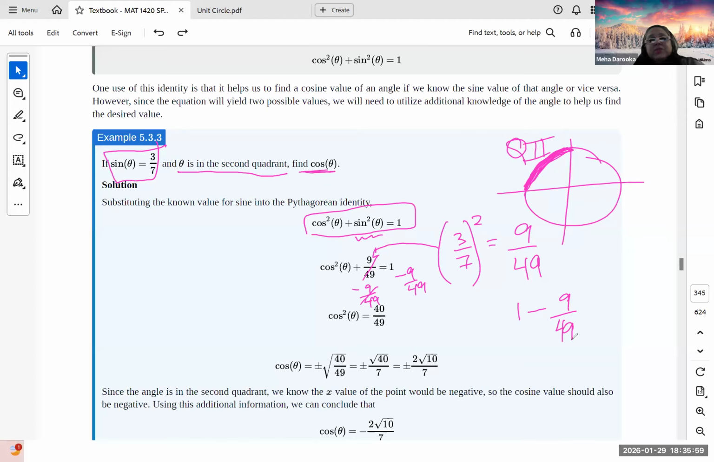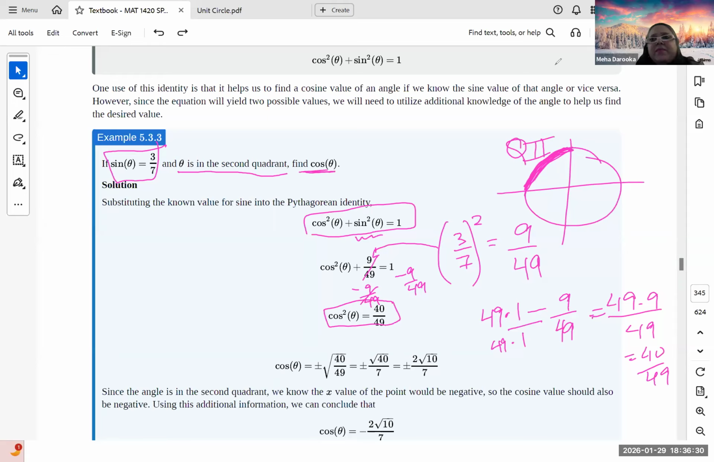Now you can do this by hand. You can use a calculator to simplify this. It's whatever you are comfortable with. But just to show you very quickly, you would find your common denominator, which would be 49. So you can see when you do 49 minus 9, that's where the 40/49 comes from. So that's how they came up with cosine squared is going to be equal to 40/49.